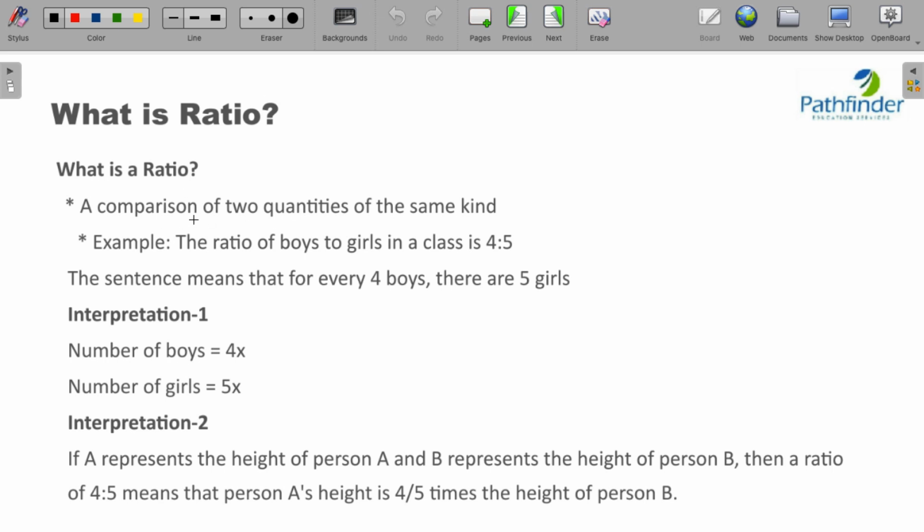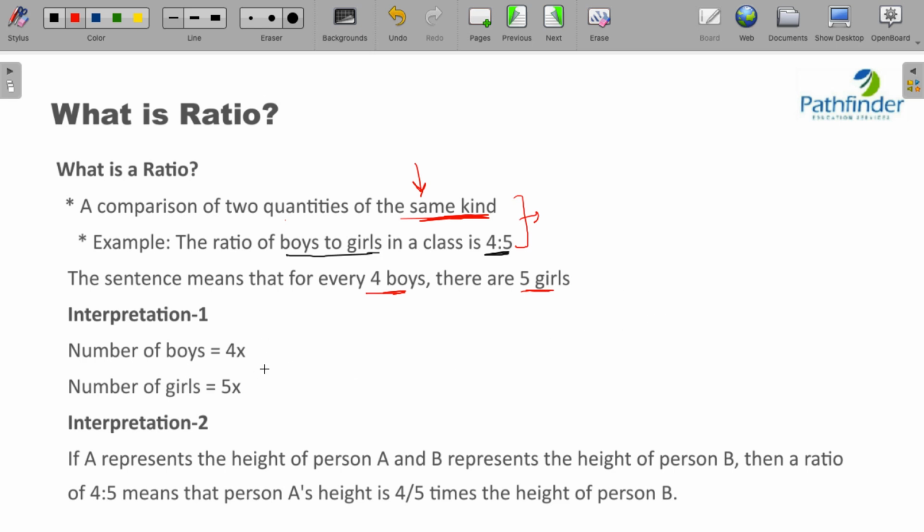So what is a ratio? Ratio is nothing but a comparison of two quantities of the same kind. Like the ratio of boys to girls in a class is 4 is to 5. Now, same kind means these are people, right? I cannot have a ratio between the number of apples and the number of oranges because they are not fruits of the same kind. So you are comparing two quantities which are similar in some respect, and we can take ratio only of such quantities. And what does this ratio 4 is to 5 mean? It means that for every 4 boys there are 5 girls.